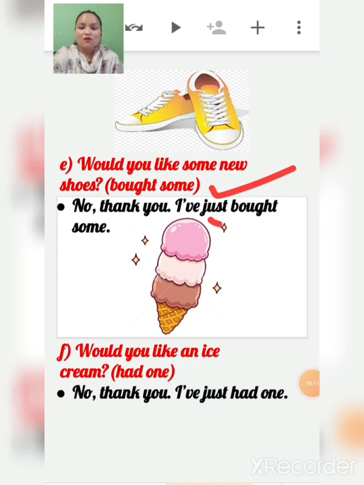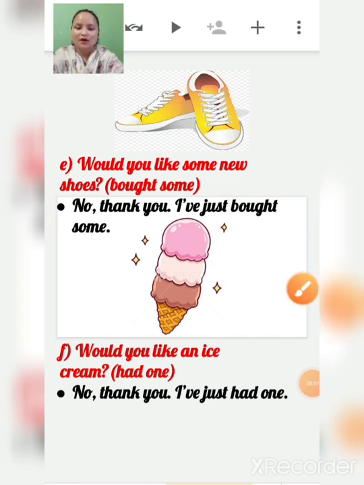Now next, would you like an ice cream? What is given in bracket? Had one. What will be the reply? No, thank you, I have just had one.